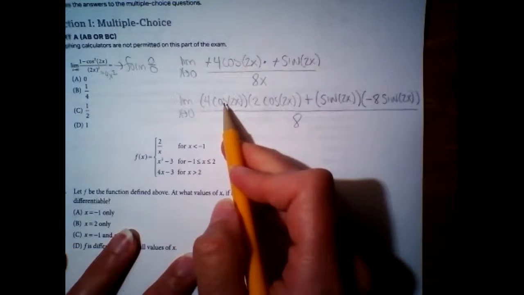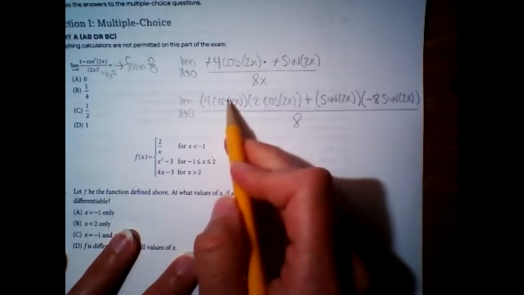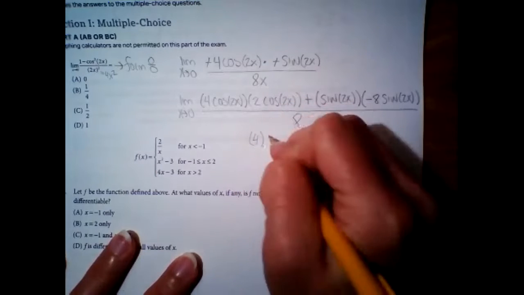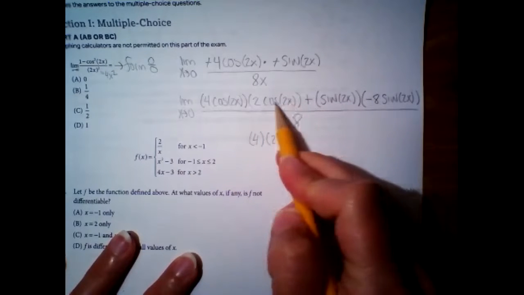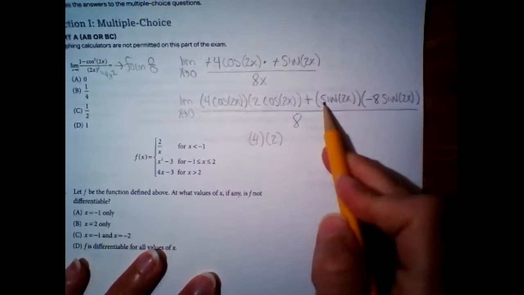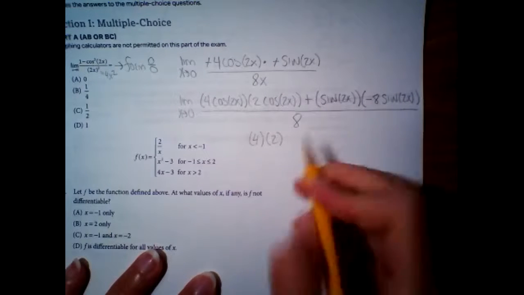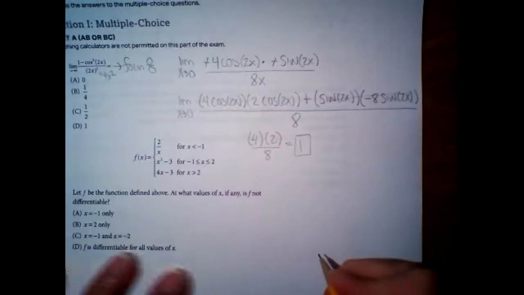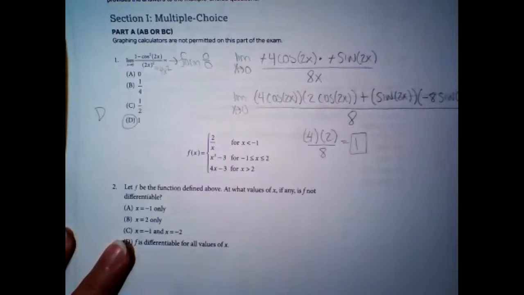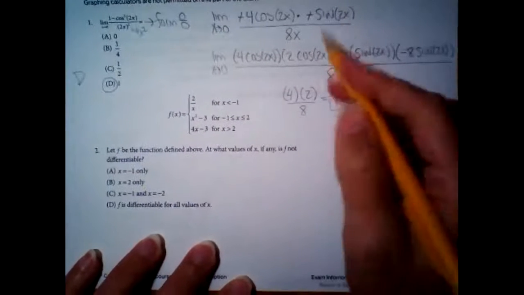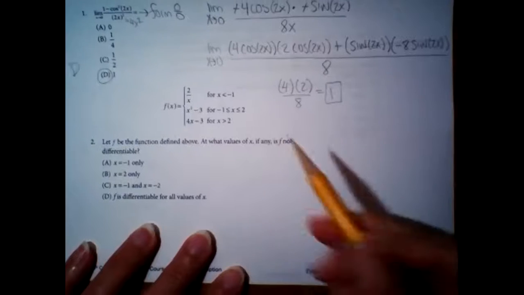Cosine of 0 is 1 times 4 will be 4. So that first part's just 4. And then this next part will just be 2, because again, cosine of 0 is 1 times 2 is 2. Sine of 0 is 0, so this whole thing gets wiped out. And then over 8. So after that, the answer to the whole thing is 1. So D for that one. That was very involved for just a multiple choice question because we had to do that twice. But we got through it.